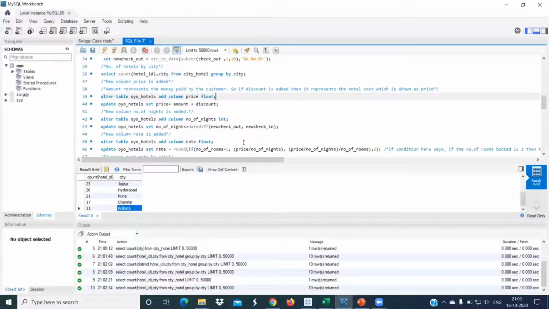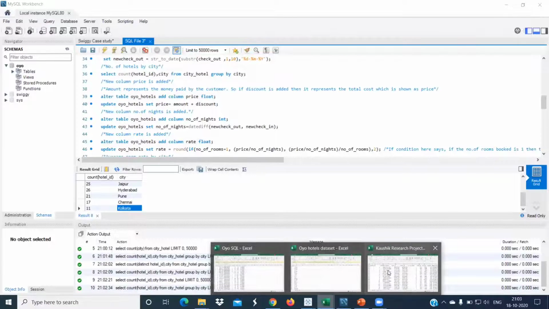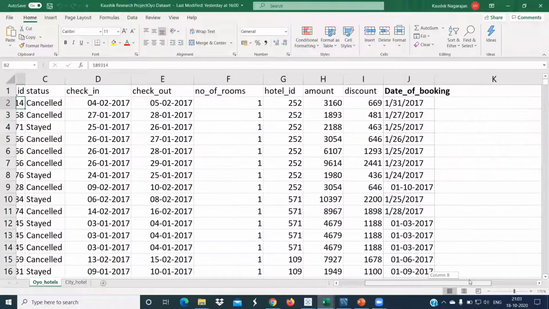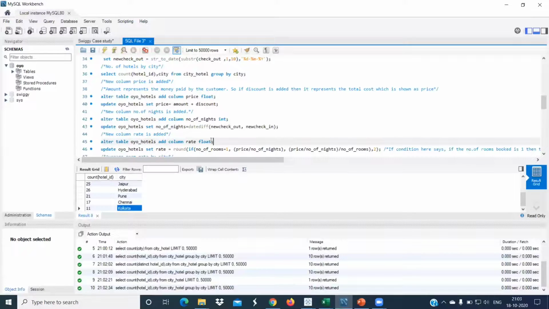First of all, a new column called rate was formed. As we can see here, rate is not given in the data set. So a new column called rate was formed by using the alter command, and then the rate was updated using a formula. So this was the formula for rate. This actually means that if the number of rooms is 1, then the price should be divided by number of nights. If the number of rooms booked by the customer is more than 1, then the price should be divided by number of nights, which in turn should be divided by number of rooms. So the round function here is used to round off the value to 2 decimals.